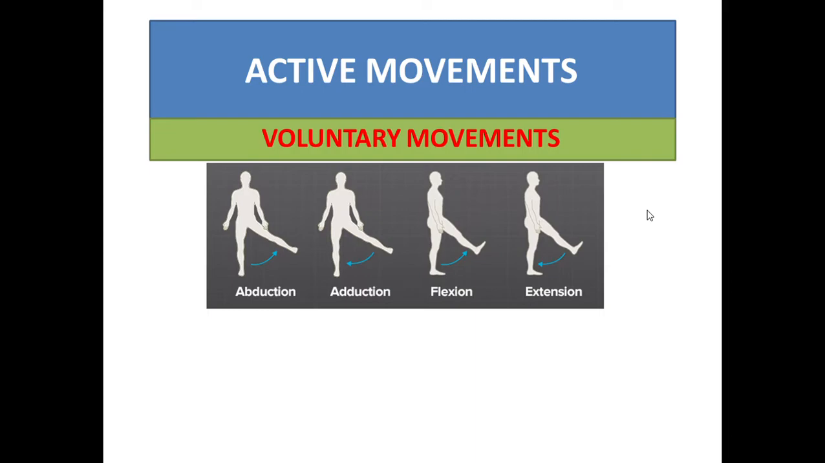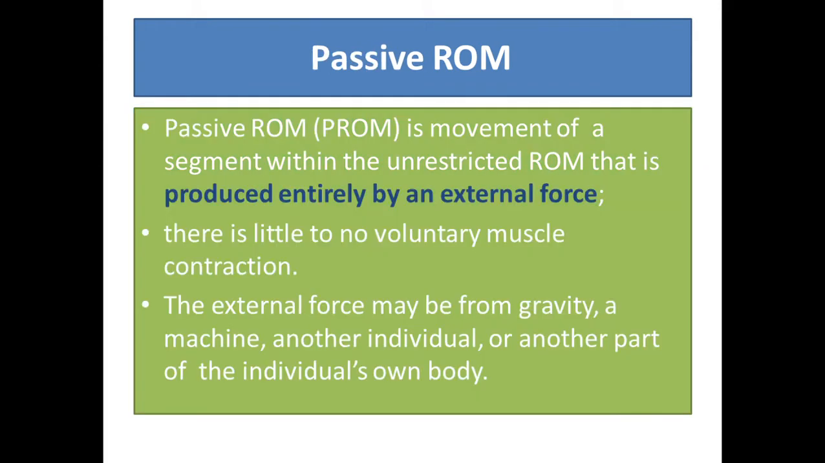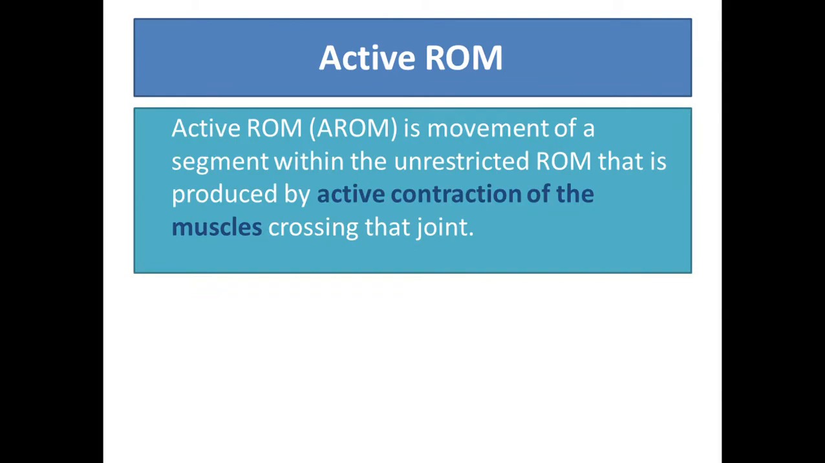Active movements and passive movements is another classification. We can classify movements into 2 large categories like active range of motion and passive range of motion.